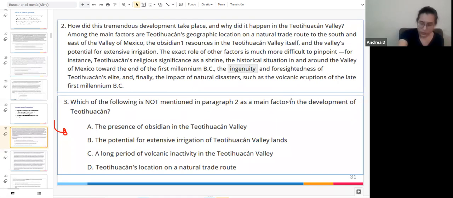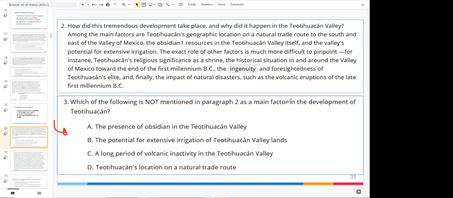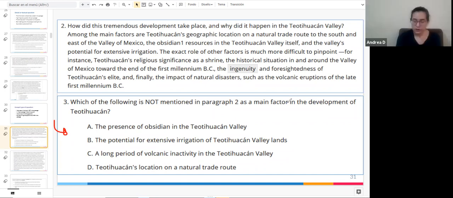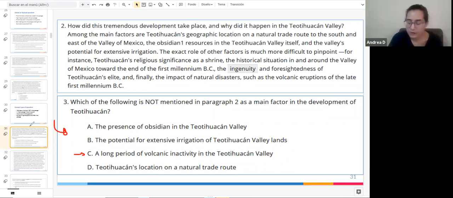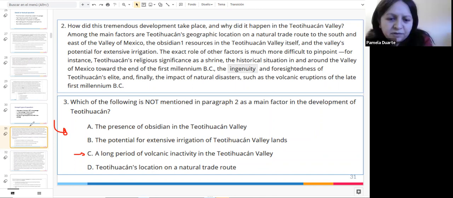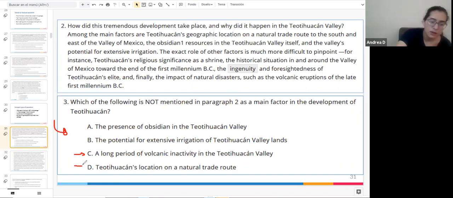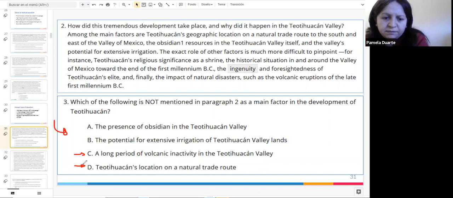Okay, guys. So what do you think? Which one isn't mentioned? Option C. Option C. Okay. You agree? Option C. Okay. Anybody have a different one? I would choose option D. Option D. Okay. Yeah. Anybody else?